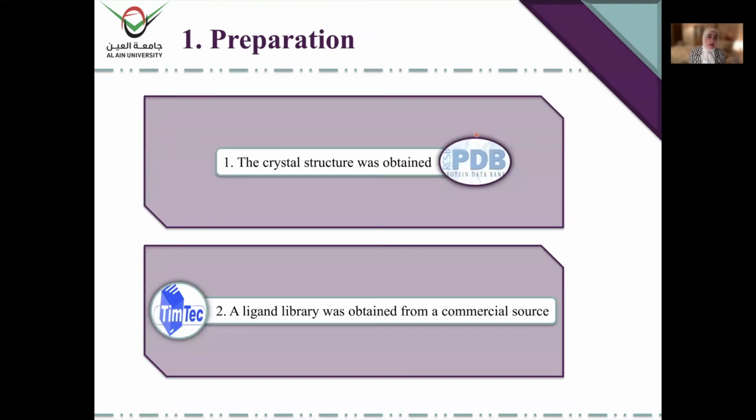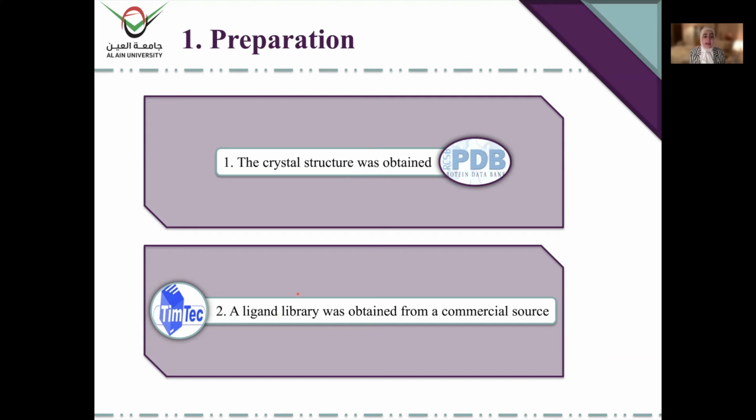Now, how did we carry out our project? First, and luckily, we obtained the crystal structure of the hENT1 from the Protein Data Bank. We optimized it using molecular modeling software. Next, the active site or the binding site of the protein was defined in order to allow the ligands to know where they are going to bind exactly.